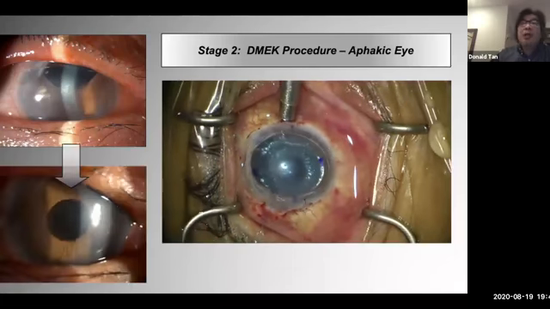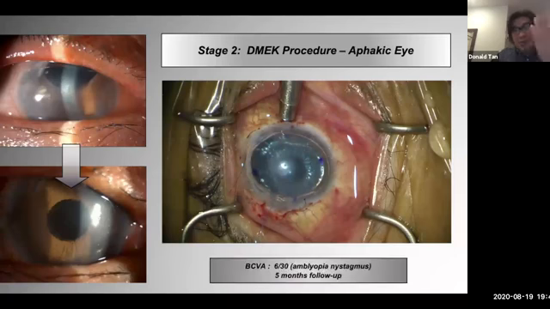And this is what it looks like. And she's back to 6/30. This is the best vision anyway. She's got amblyopia and nystagmus, and it's been 5 months.